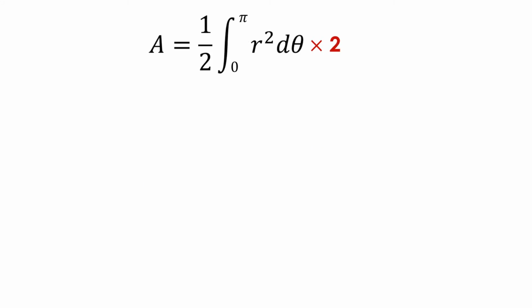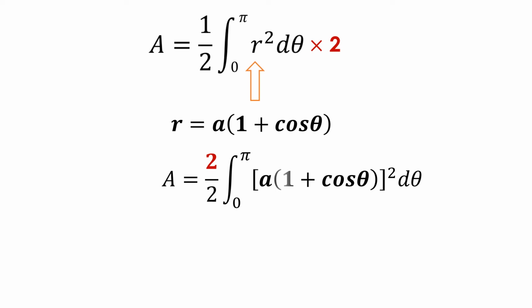We can start to solve the area of the cardioid by substituting the value of r is equal to a times the quantity 1 plus cosine theta into the equation. Substituting, we get A is equal to 2 over 2 times the integral from 0 to pi of the quantity a times 1 plus cosine theta squared d theta.